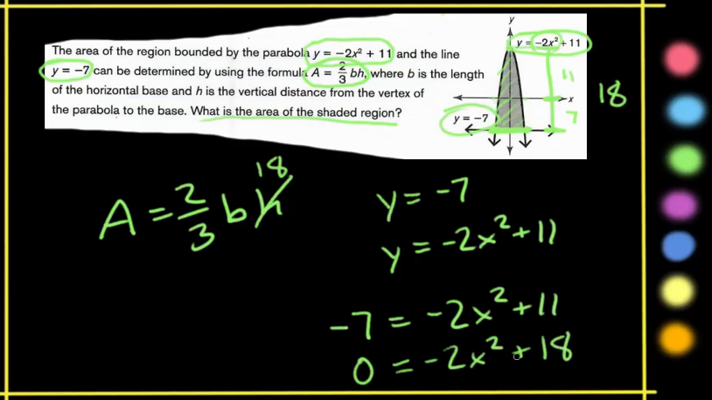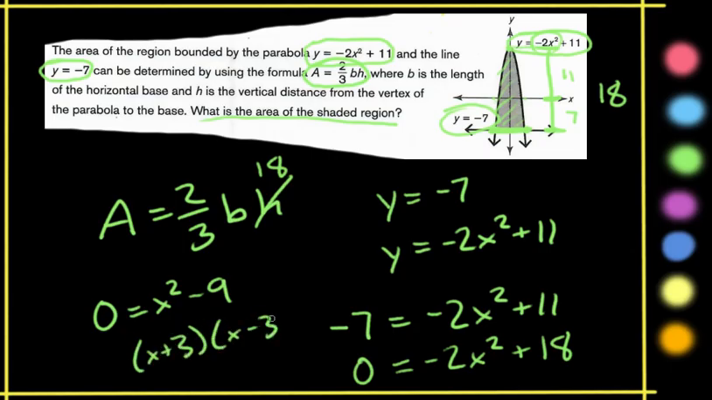And this is a quadratic equation. We could use the quadratic formula for this, but I think it's going to be easier to just divide by -2. If we divide by -2, we get 0 equals x squared minus 9. And of course, this is just x plus 3 times x minus 3, or you can just think x squared equals 9, right? When does x squared equal 9? Well, it's going to be when x is 3 or -3.